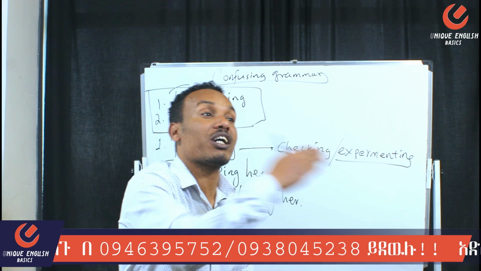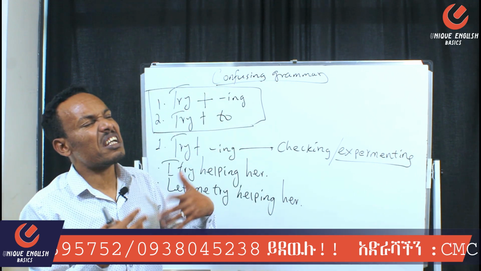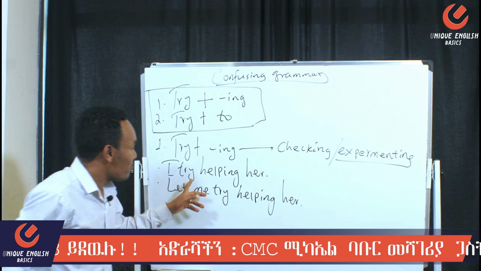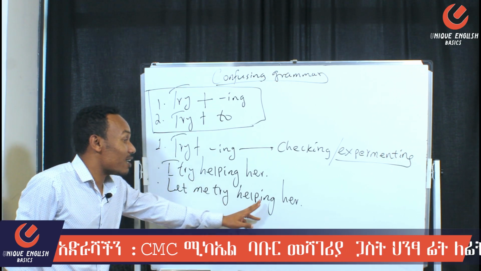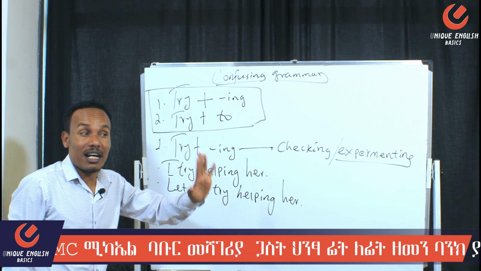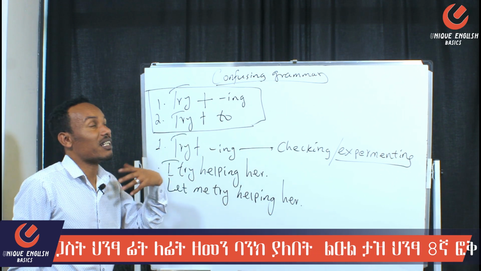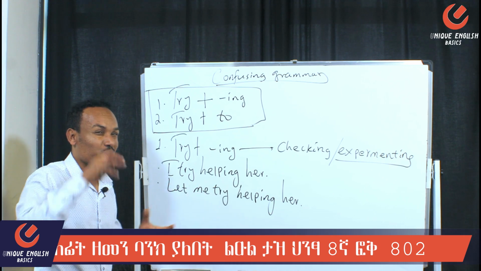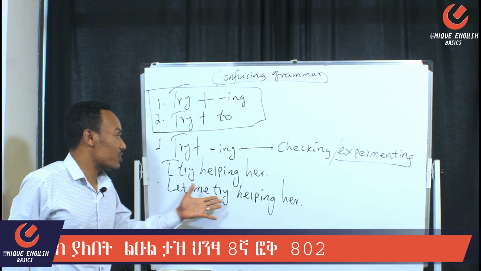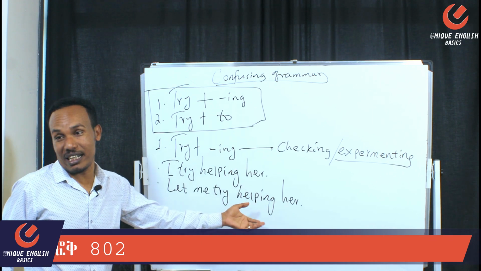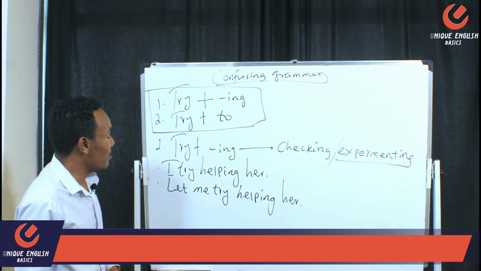Let me try learning English does not mean let me attempt to learn English; it means let me learn English and see. So, let me try helping her means you are not exerting your energy, or you're not attempting to do something. Rather, you're checking. Let me try helping her. Say it again. Let me try helping her.